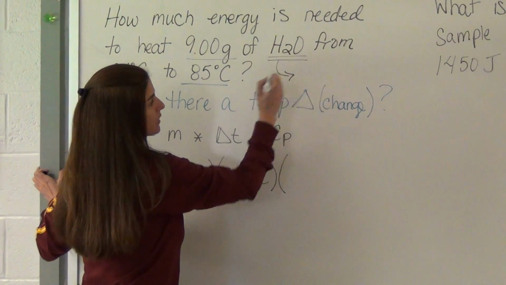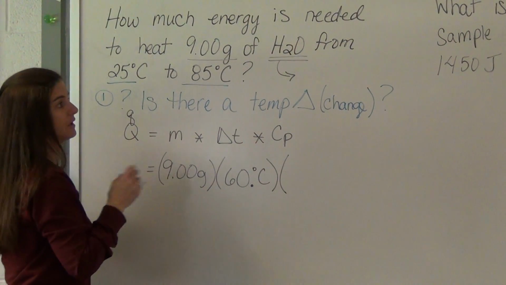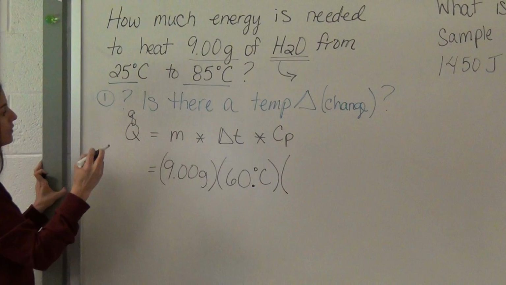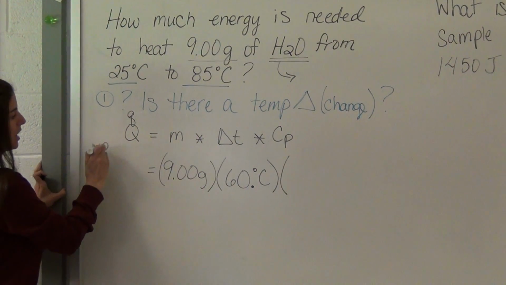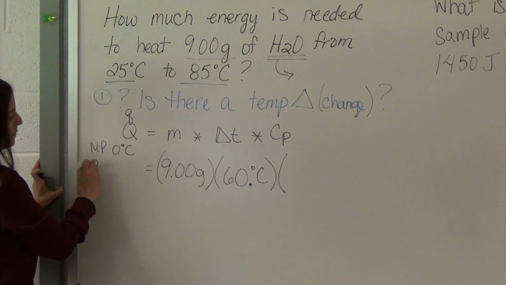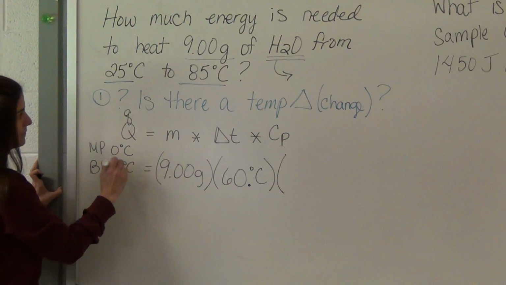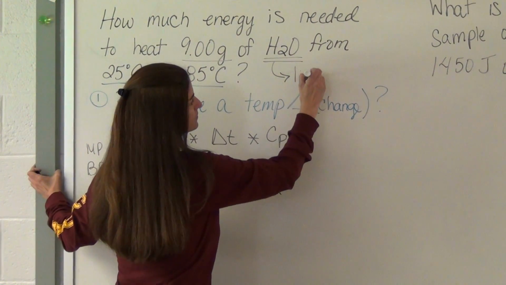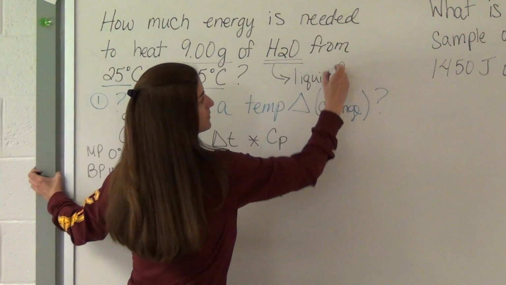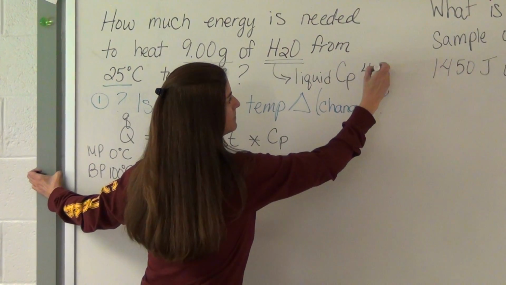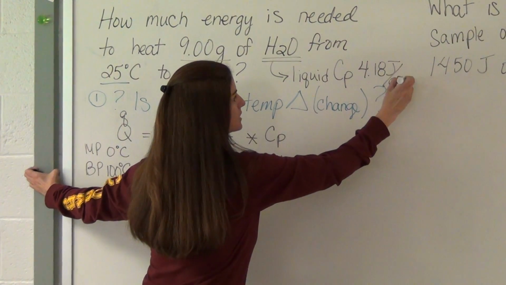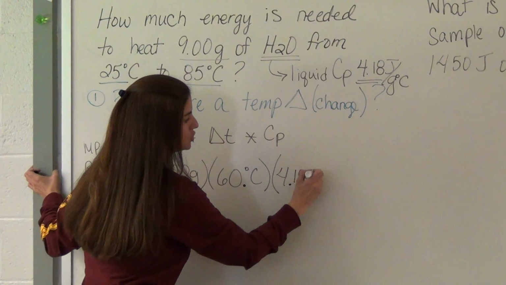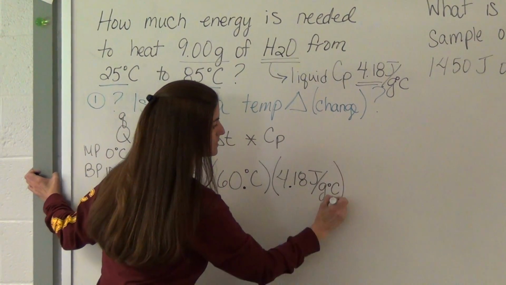So one thing that you're going to have to memorize is the specific heat for liquid water. And how do we know it's liquid water? Well, it's from 25 to 85. We know that the melting point or freezing point of water is 0 degrees Celsius, and the boiling point is 100 degrees Celsius. These two temperatures fall in between, so we know it's a liquid. So the specific heat of liquid water is 4.18 joules over grams degrees Celsius. So we can use this right in our formula.